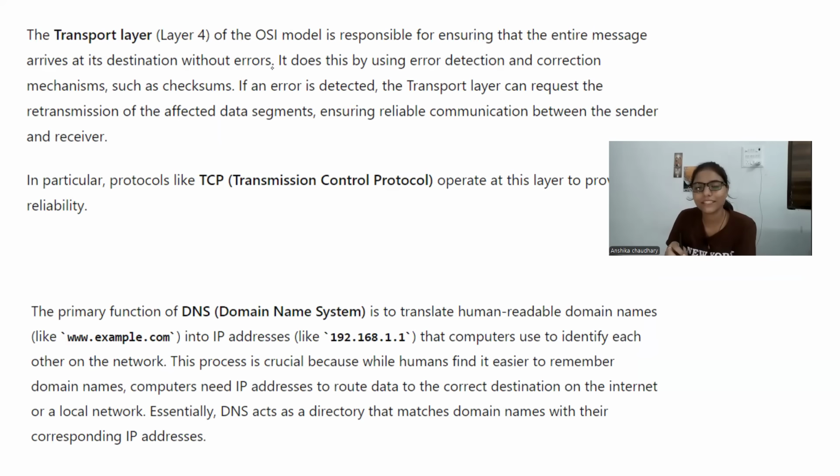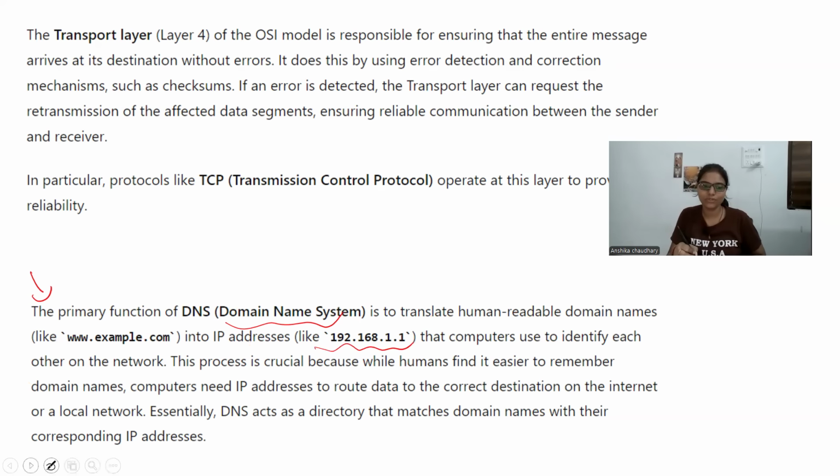So the transport layer, that is layer number 4 of the OSI model, is responsible for ensuring that the entire message arrives at its destination without error. It does this by using error detection and correction mechanisms such as checksum. If an error is detected, the transport layer can request the retransmission of the affected data segments, ensuring reliable communication. And if you see the explanation of the Domain Name System, you can have a look. That is to translate human readable domain names like www.example.com into IP addresses like this.